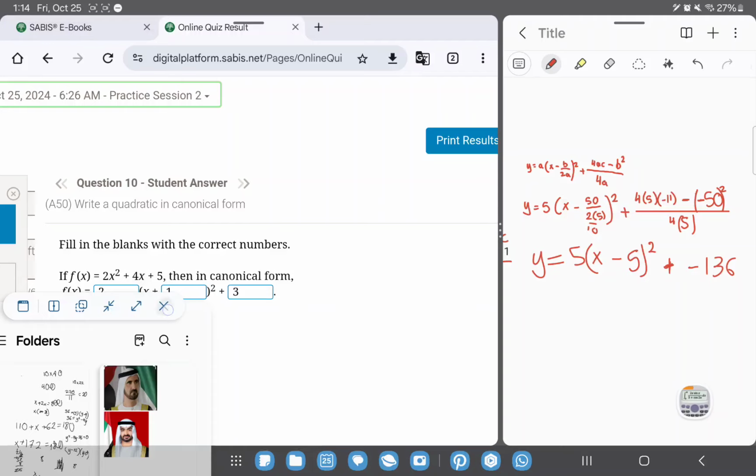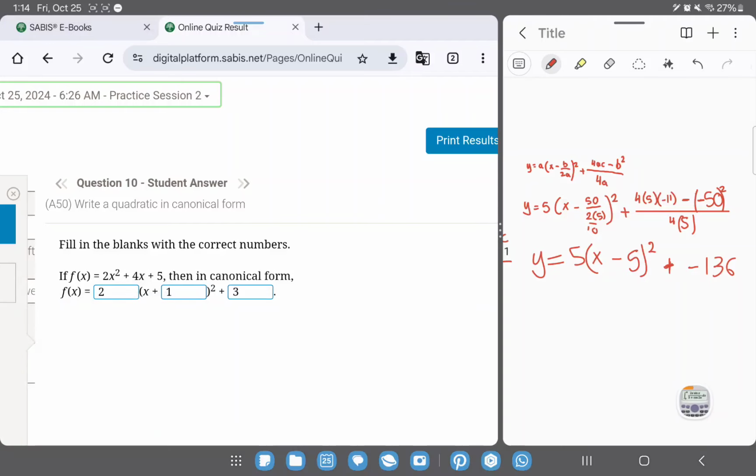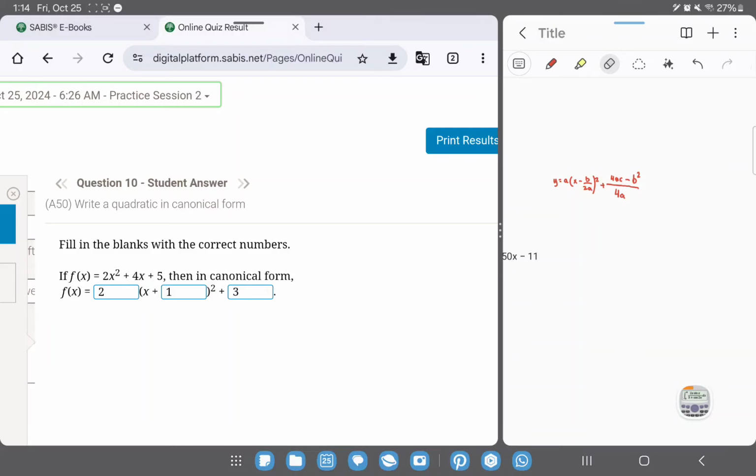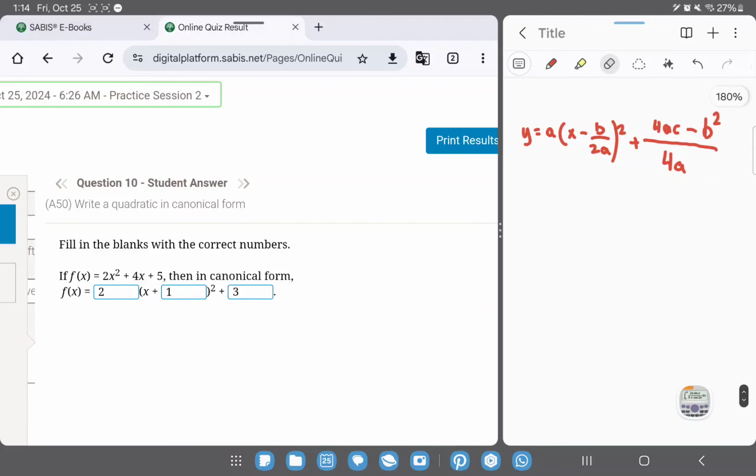This was another one I accidentally opened. Again, they want canonical form again. Okay, so now this is our formula, we know this. Now let's see what they want. Fill in the blank with the correct numbers. They want this in canonical form.